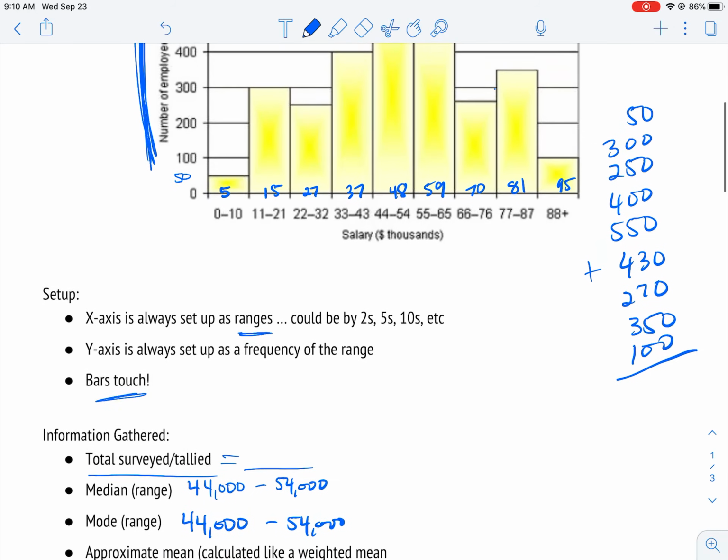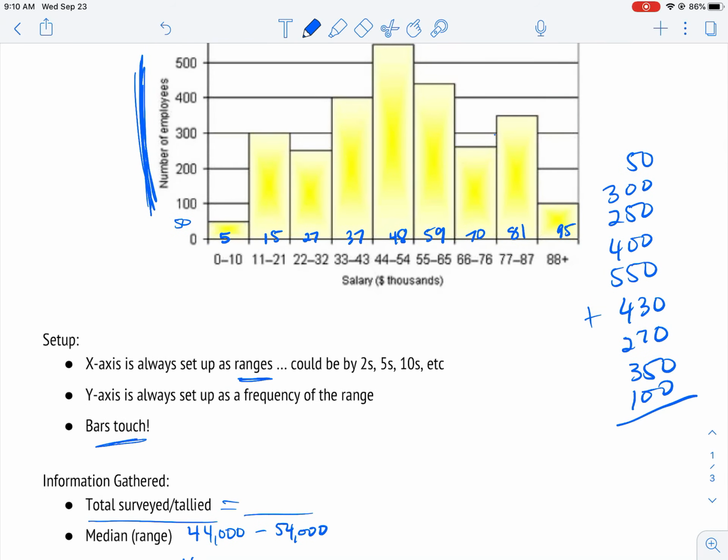Remember with weighted average, we would do the score or the amount times how many. So in this case, this first bar we said had 50. Plus, this next one we're doing 15 times 300. Plus 27 times maybe 250, plus 37 times 400, et cetera, right? So we'd keep doing this. 48 times 550 was that one.